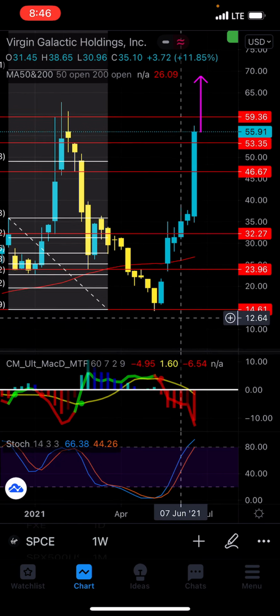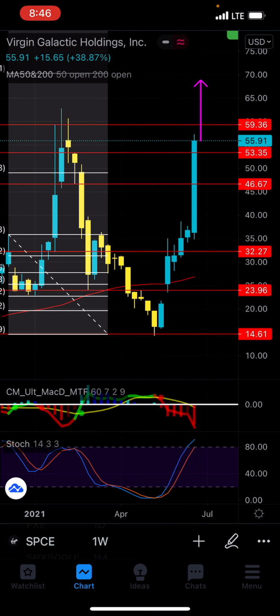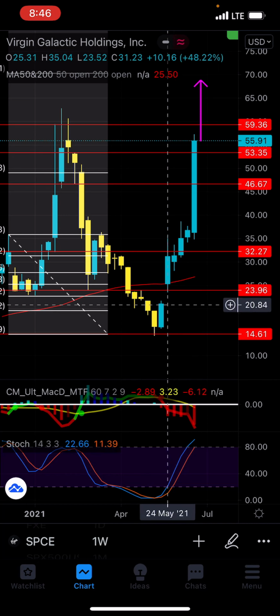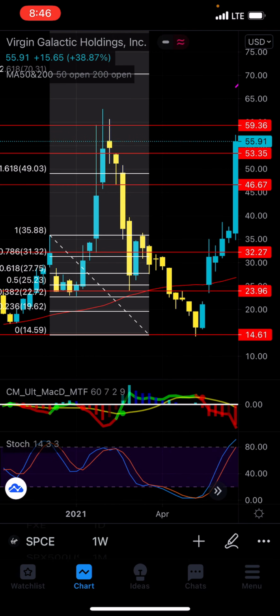I don't like that SPCE actually has this on the weekly. It has this huge gap right here of like 22, 23 bucks. So eventually I do think it's going to come back and retest or fill that. That's a huge gap right there on the weekly. But I gave you guys a couple examples of how this would work, right?